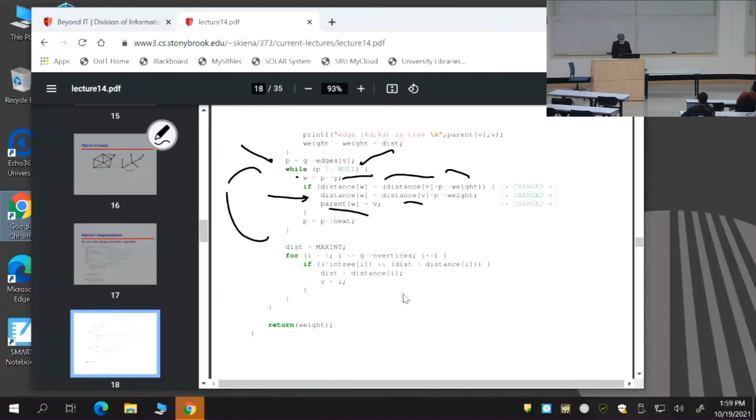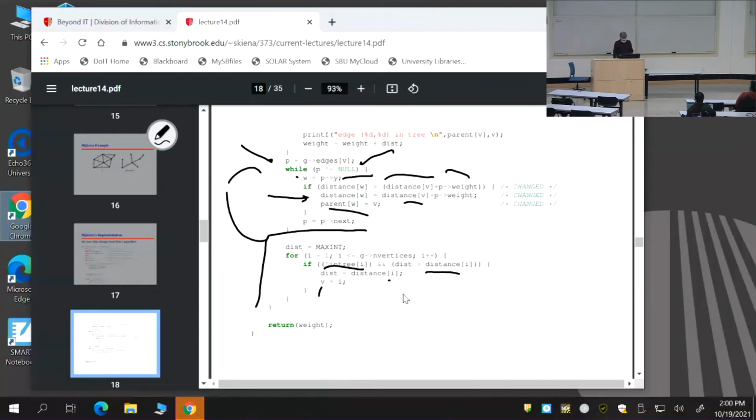Once we do this, we now need to go through and find what is the next vertex to add to our tree. Well, we want to find, for all vertices that are not in the tree, which is the one that is the shortest distance from the start. And we'll keep track, V is going to be that vertex, and the distance of it is the distance of V. Any questions about that?